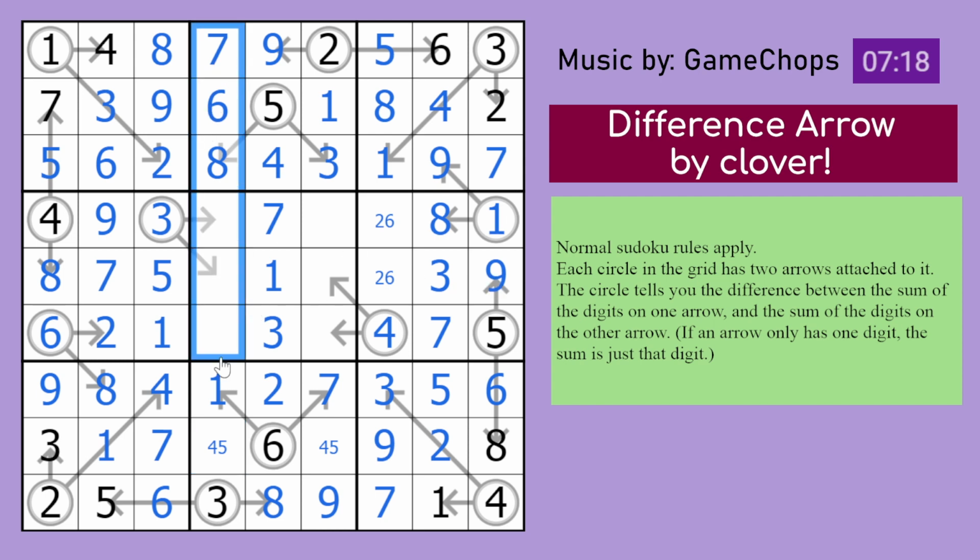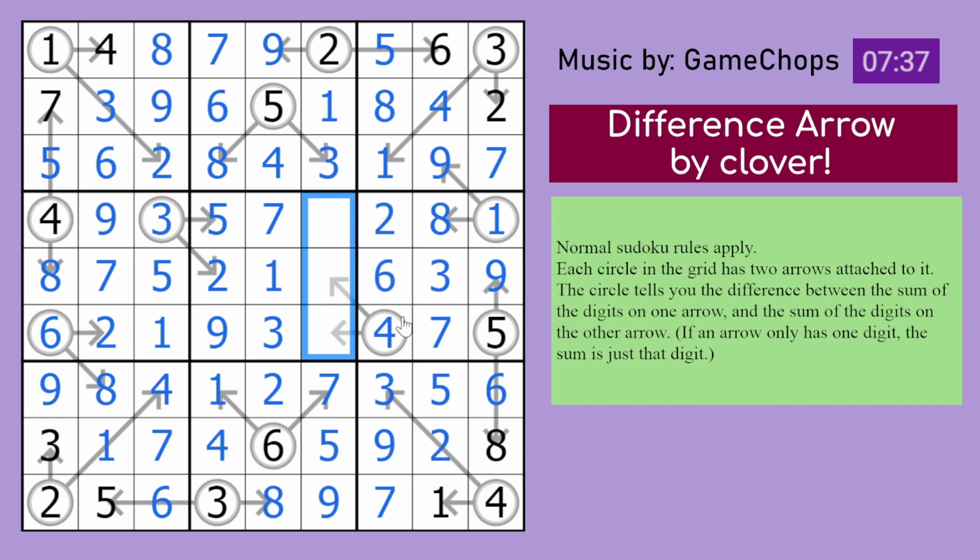Yeah, 9 in this column, I guess, must be here because of those two 9s. So those digits have to be 4, 5, 2, 4, or 5. And to differ by 3, they must be 2 and 5. So that gives us this. 2, 5 is resolvable. And in fact, that helps us resolve this pair over here.